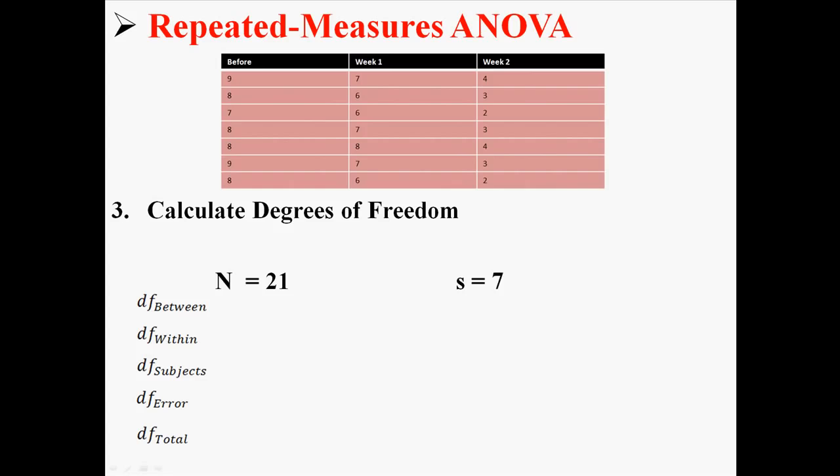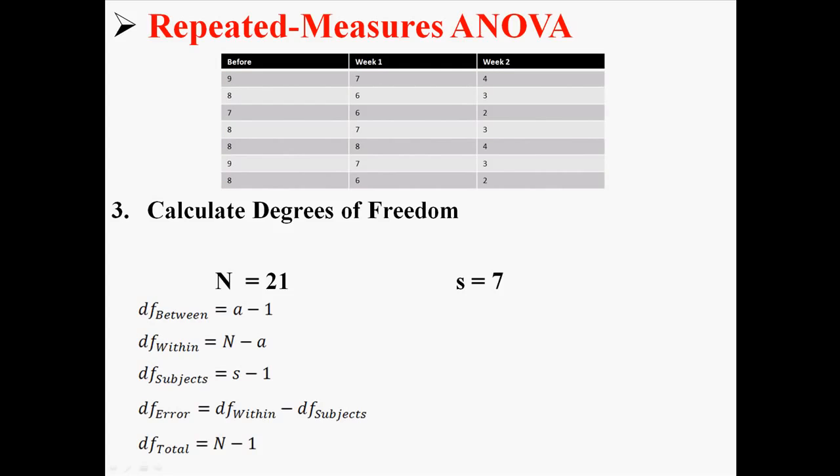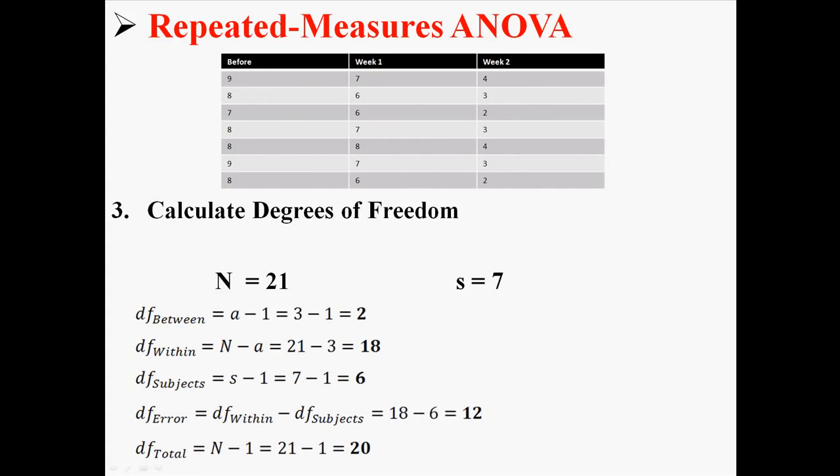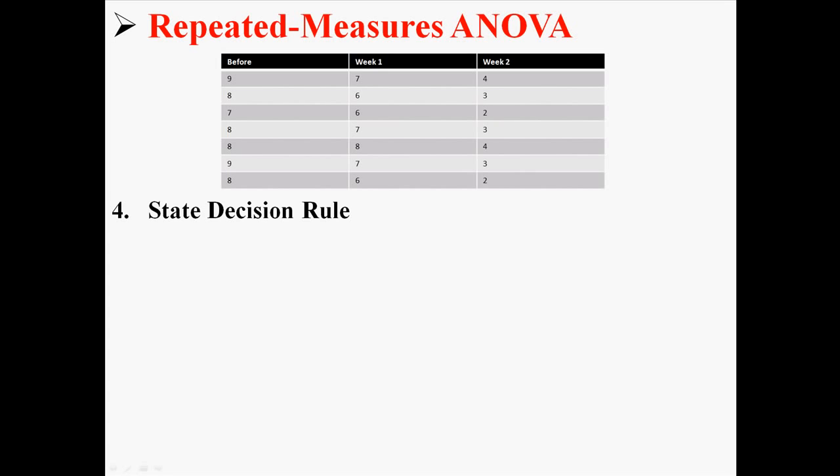Now we're going to use this information to calculate degrees of freedom. So these are the equations for degrees of freedom. We have N, A, S, and 1. A refers to the number of levels you have. So in this case, A is 3. Your teacher might have it as K or something like that, but A and K, they're the same thing. In this case, it's 3. So I can find between, within, subjects, and total. Between is 2, within is 18, subjects is 6, and total is 20. And now that I know all these things, I can find error. Error is 12.